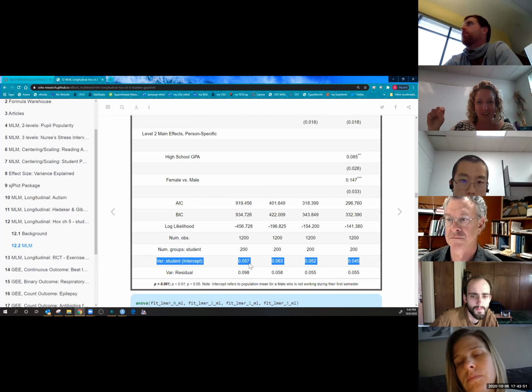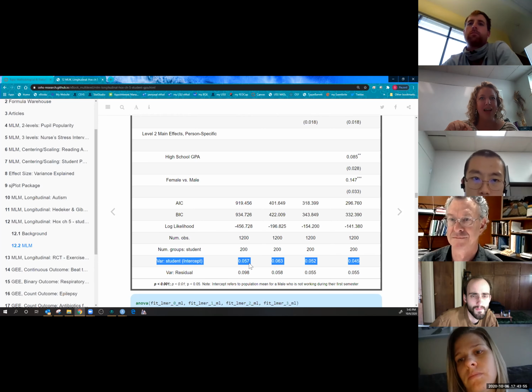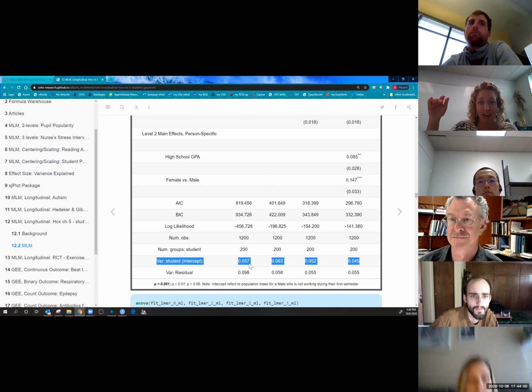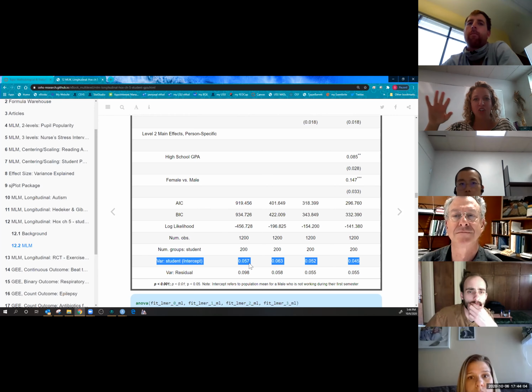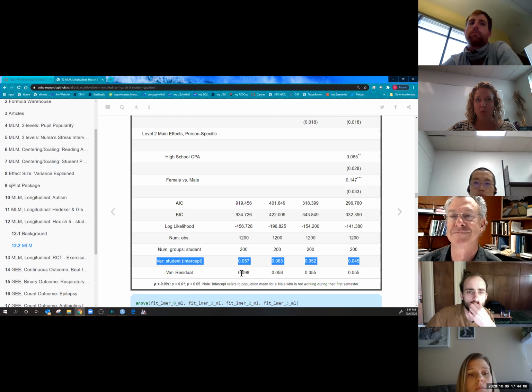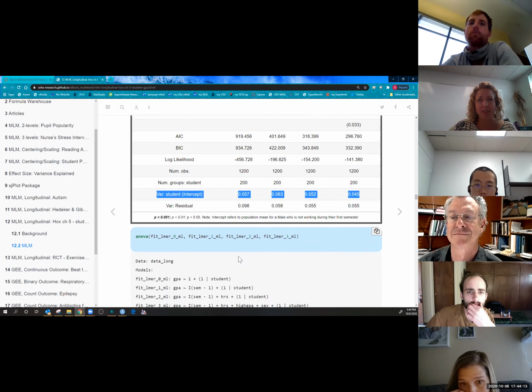So I just want to point this out. Yes, the residual variance will never go up, should never go up, but the random variance components for random intercepts and/or slopes can increase because we're shifting around where the variance is attributable. It went way down in the residual and it just happened to go up a little bit in the intercept.